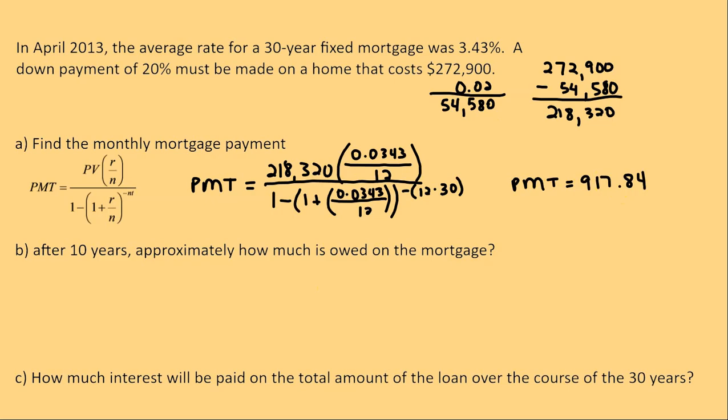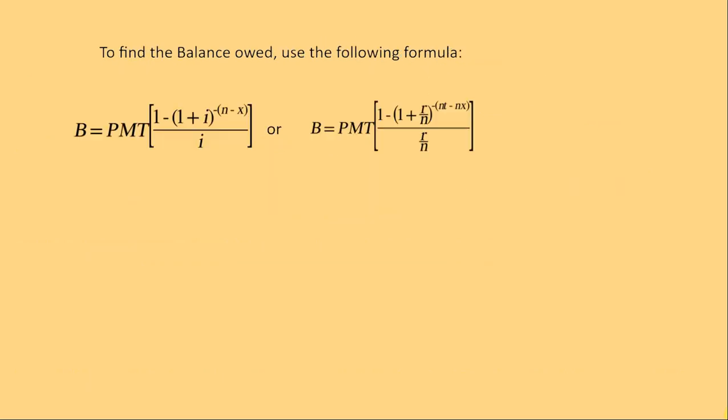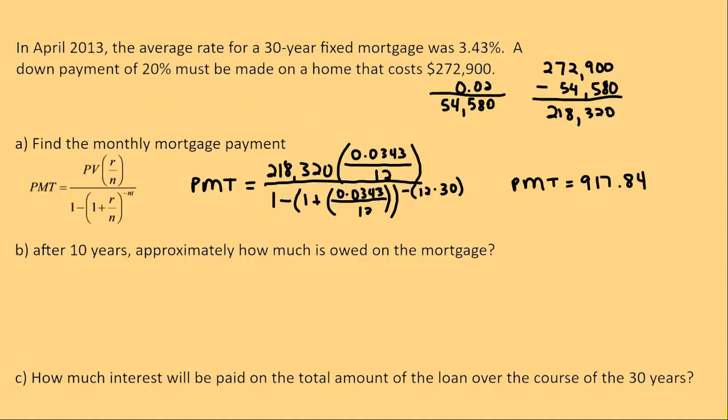After 10 years, approximately how much is owed on the mortgage? So to find the balance on the mortgage, we are going to use this formula. Again, these two formulas are the same. The B stands for balance. This is the payment amount that we just figured. Again, we have I here and R in here. The only variable that we have not had so far is the X, and that's just the number of years that the payments have been made.